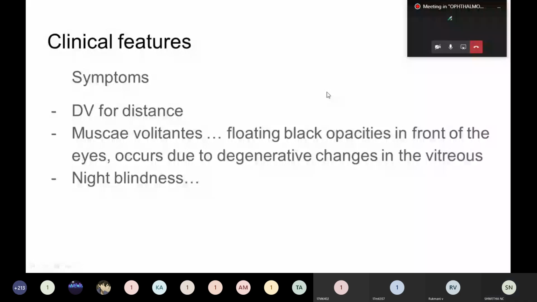Night blindness occurs because there is a degeneration of the photoreceptors, mainly the rods. What are the signs when you see this type of patient, especially patients who have very high power? They will have very prominent eyeballs. The eyeball appears like a proptosis, like bulging. So there is a bilateral proptosis appearance.